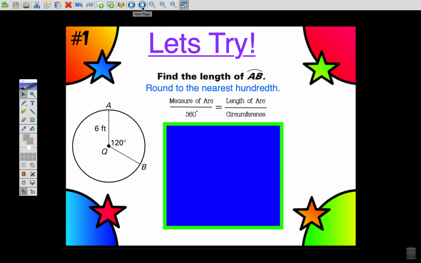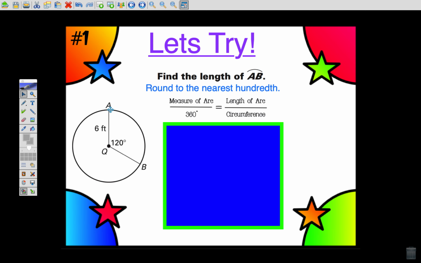All right, so here's our first example. We have circle Q. By the way, I think I forgot to mention it earlier. Circles are named by their centers. And if a point is ever in the middle of a circle and it's not real clear, you can go ahead and assume that it's the center. And I think I forgot to type it on this example, but this is definitely circle Q. So let's find the measure of arc AB.